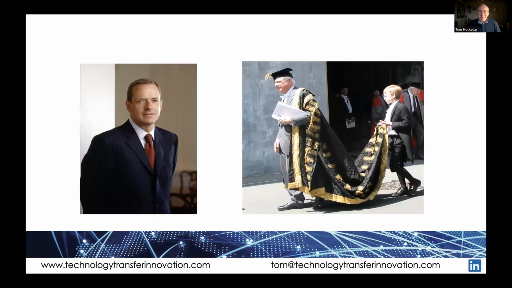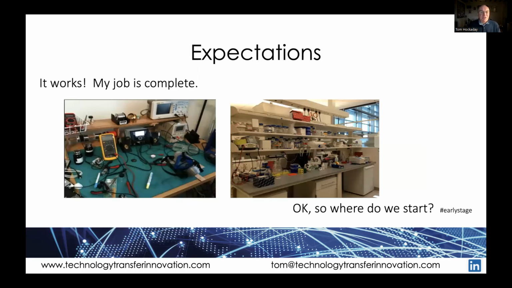So again, here we have a picture of a person from a university and a person from a business, and they're different. And again, you can probably guess which is which, but just for clarity, the one on the left is from business. He was the chief executive of GlaxoSmithKline. And the one on the right is from a university. He was the chancellor, still is the chancellor of the University of Oxford. The people are different, the buildings are different, and the expectations are different.